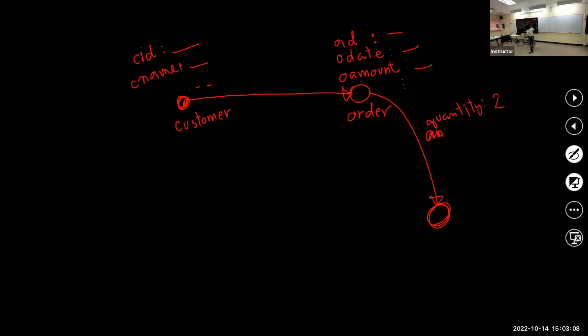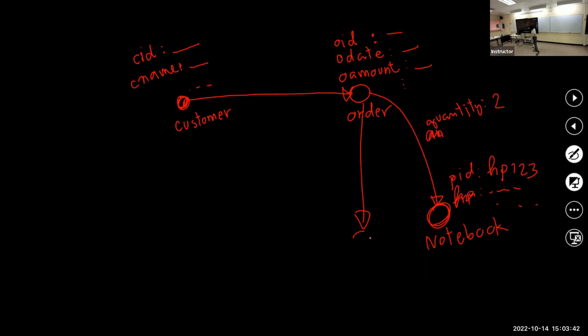Two, maybe it's about a notebook. Maybe HP something. Oh, sorry, must be product ID, right? Product ID HP123 and so on. And this order comprised of this product for 2 units and comprised of other products and so on, right?